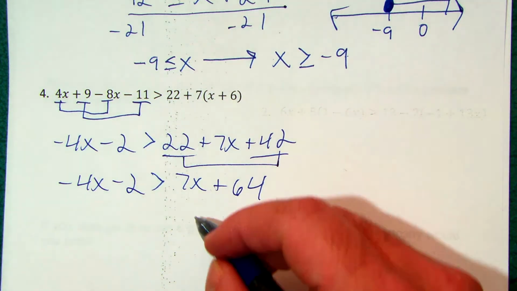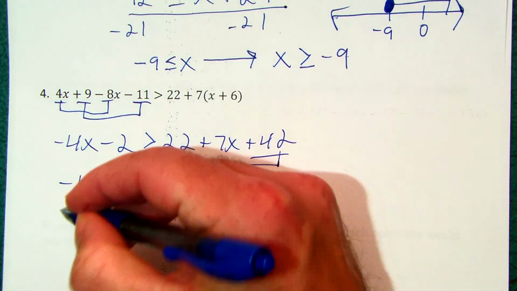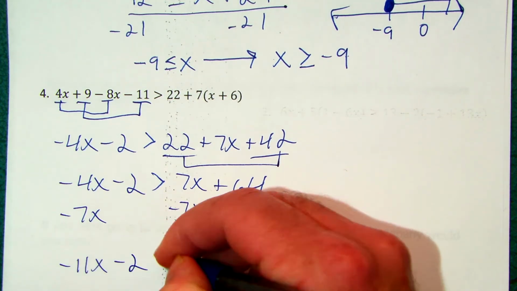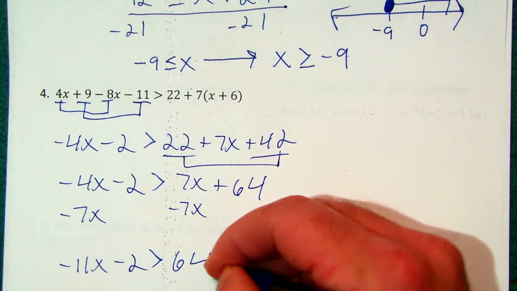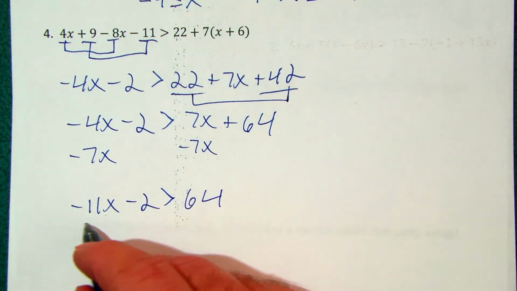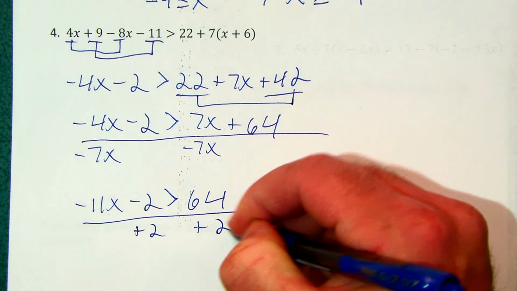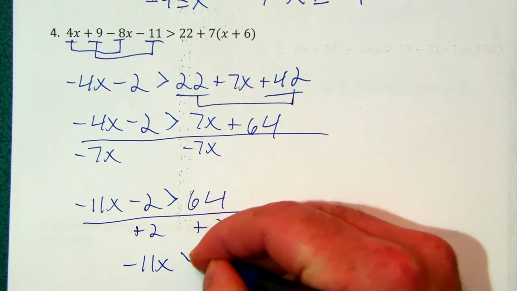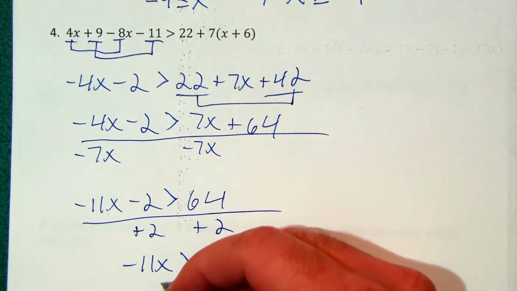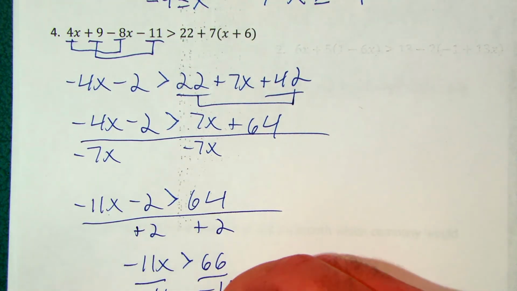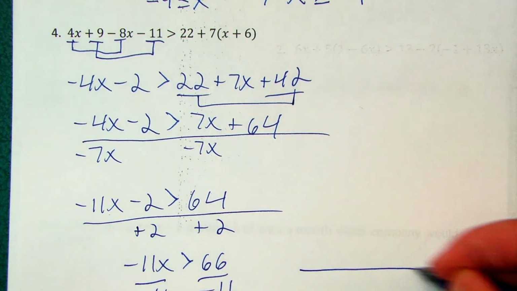All right, so I would subtract 7x from both sides here. It's all right that we got a negative 11x. Either way, we're going to be rearranging stuff at the end here. So we get negative 11x minus 2, so I'm going to add 2 to both sides. Negative 11x is greater than 66. Divide both sides by negative 11. We get x is less than negative 6.